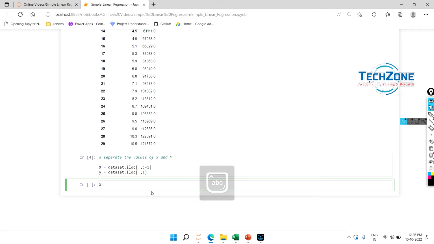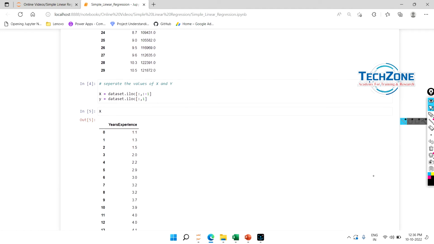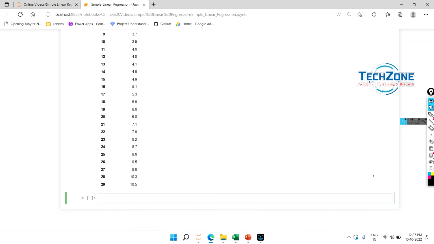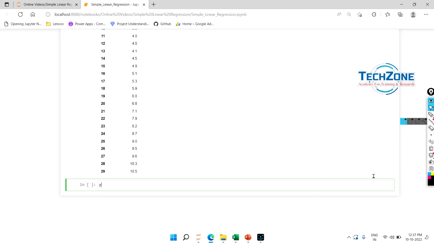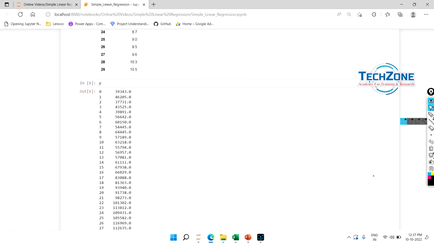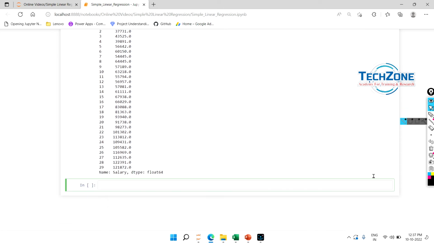Let us print the value of x. In the value of x we got only years of experience. Let us see what we have in the value of y. In the value of y we got only the salary, 39,343 and so on. Now let us draw a plot between this x and y, to see what the relationship is.